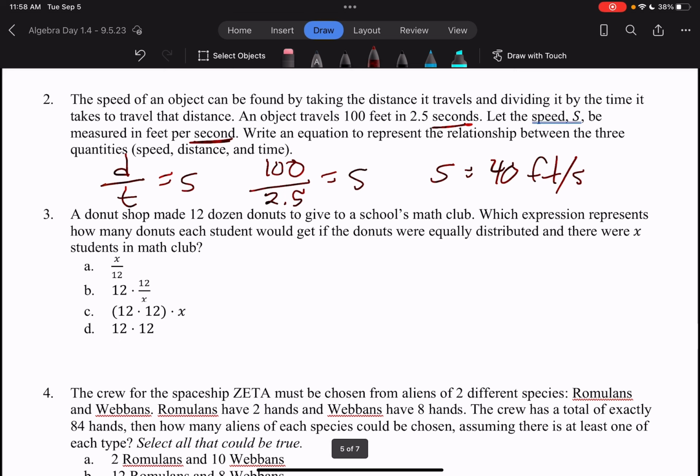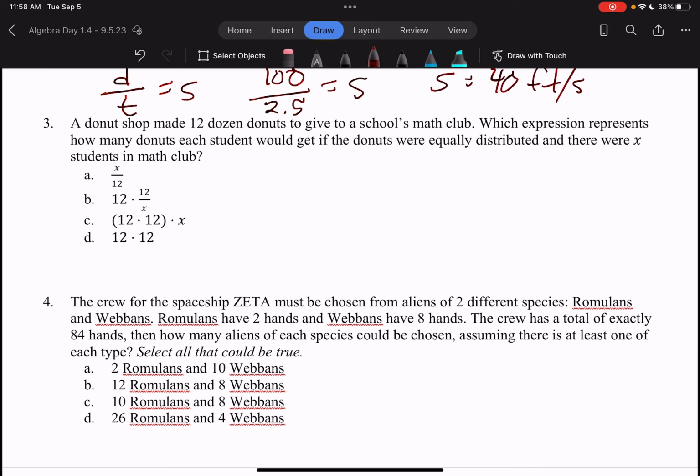Number 3 says a donut shop made 12 dozen donuts. Okay, for this you need to know that a dozen is 12. So 12 dozen donuts. So 12 times 12 will give us the total number of donuts, 144 donuts. It says, which expression represents how many donuts each student would get if the donuts were equally distributed? So if we're dividing up these, we're doing 12 times 12 and then dividing by X. All right? Now that's the equation I get. We have to look at our answer options here. A is obviously not going to work.